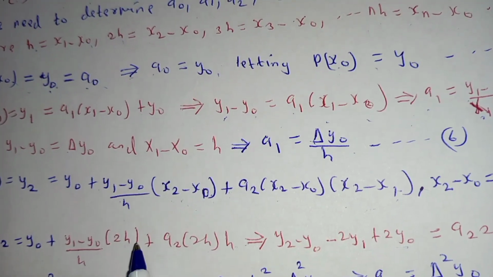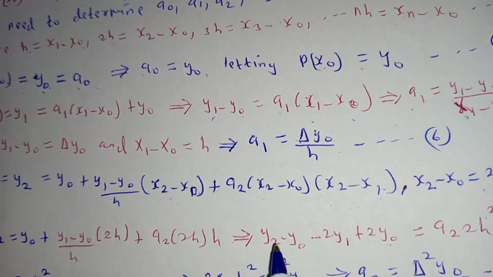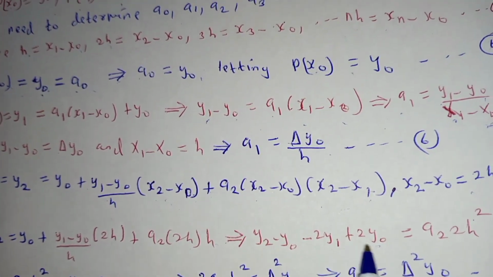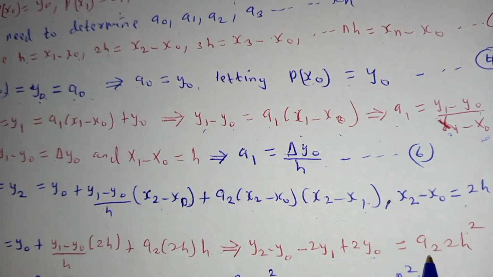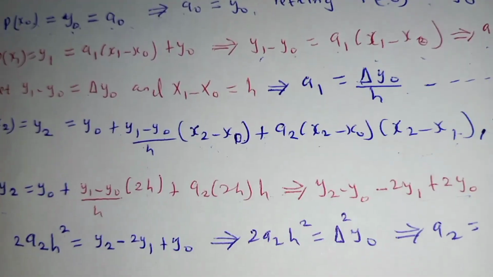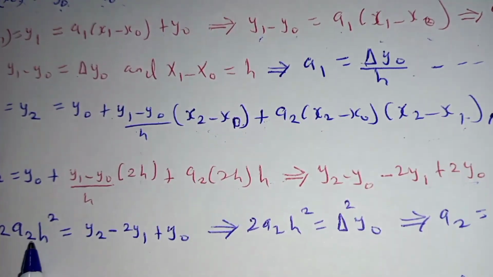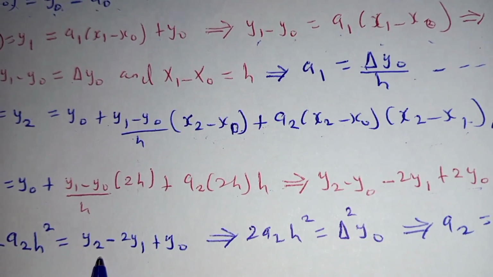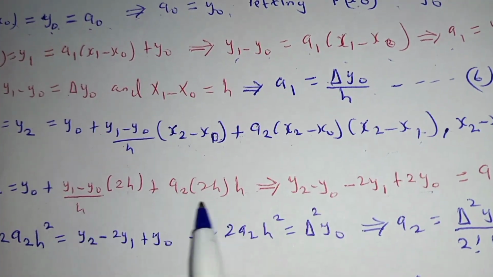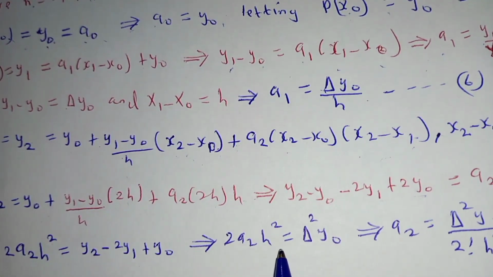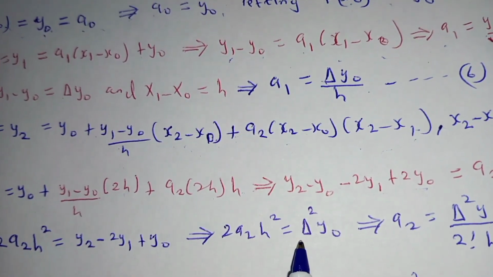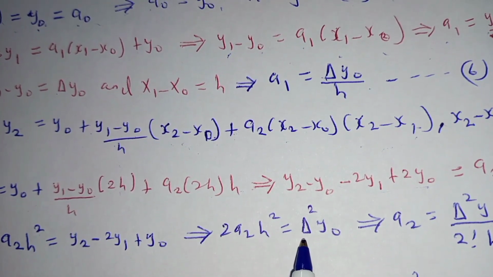So h and h will cancel out, and we are going to have y2 minus y0 minus 2y1 plus 2y0, which is equal to a2 times 2h squared. So 2a2 h squared is equal to y2 minus 2y1 plus y0. Simplifying here after removing the bracket, this part, y2 minus 2y1 plus y0, is equivalent to the second forward difference of y0.